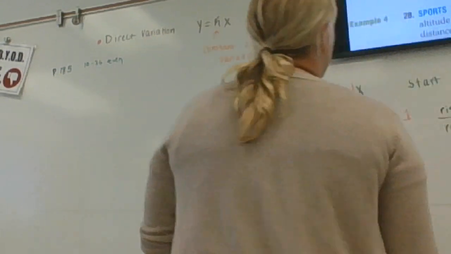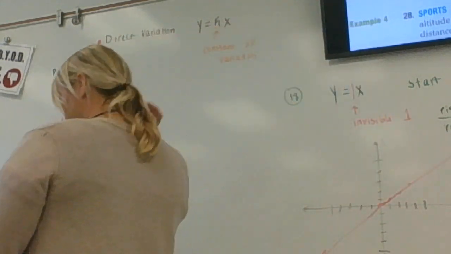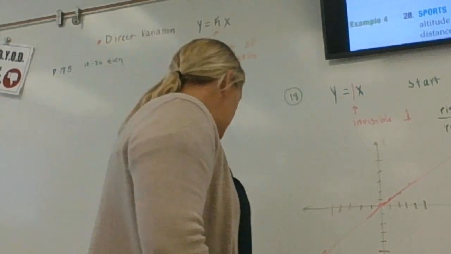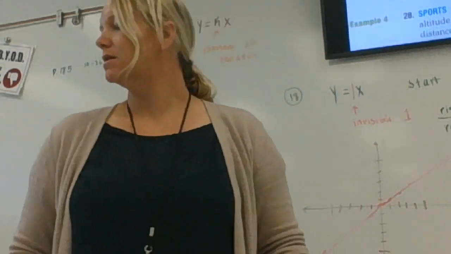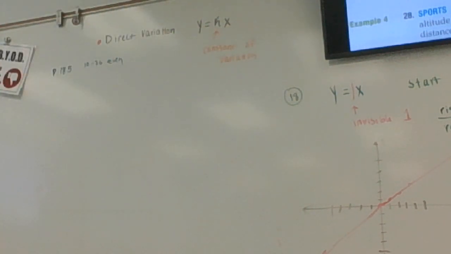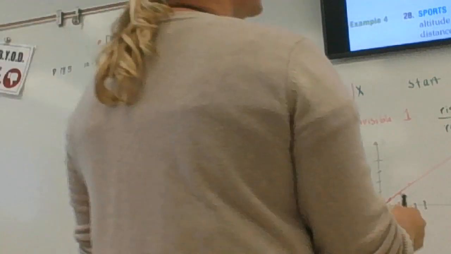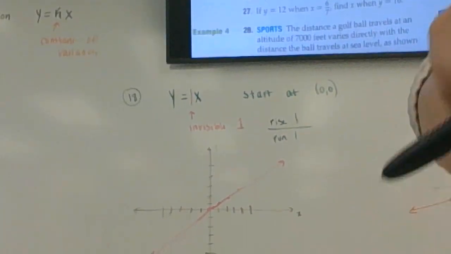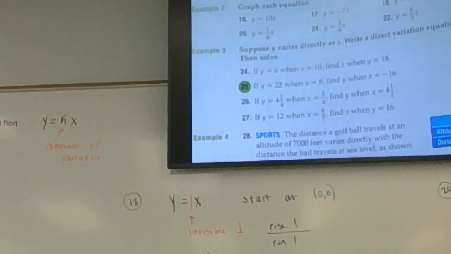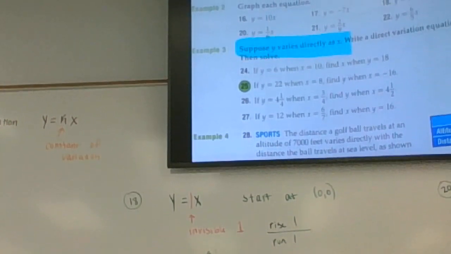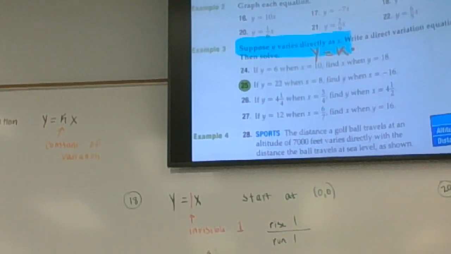All right, so this is a 2-part problem. It says, suppose y varies directly as x. As soon as I read that, I write this down: y equals k times x. It'd be great if they just gave you the formula, but they don't. It says, write a direct variation equation. You use the first 2 numbers for part 1, writing the equation.